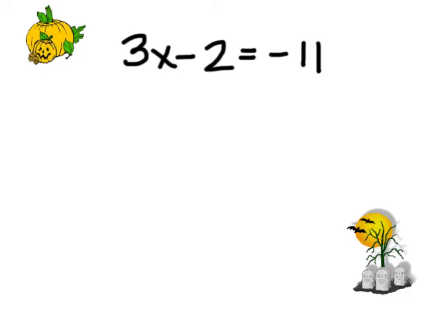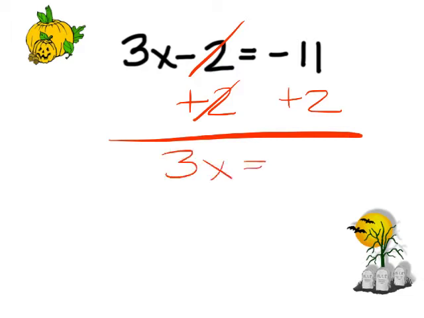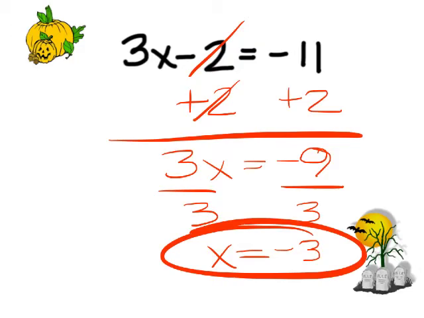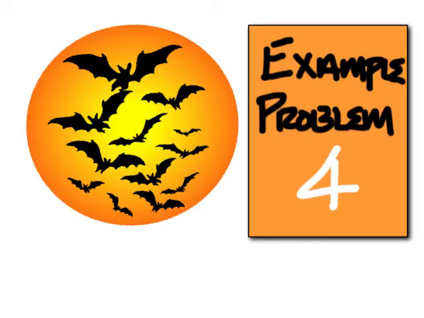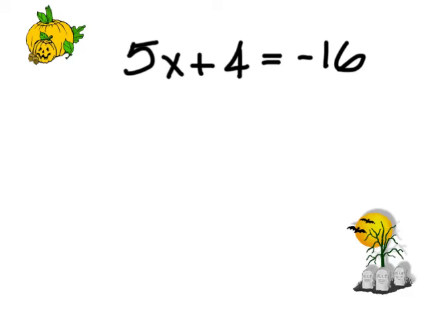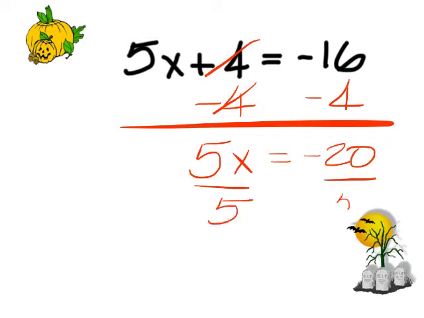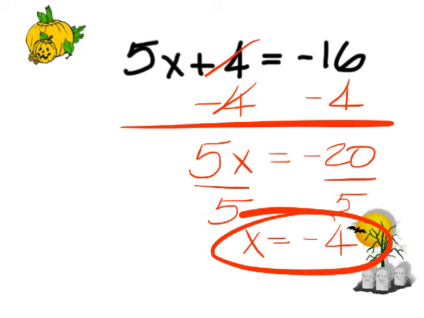Example problem number 3. Add 2 to both sides. 2's cancel out. You're left with 3x equals a -9. Divide both sides by 3. You're left with an answer of -3. Example number 4. Subtract 4 from both sides. These cancel out. You're left with 5x equals a negative 20. Divide both sides by 5, and you're left with an answer of negative 4.